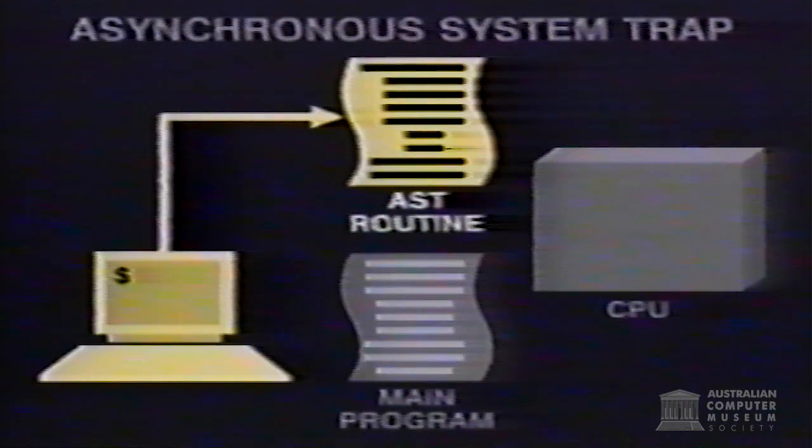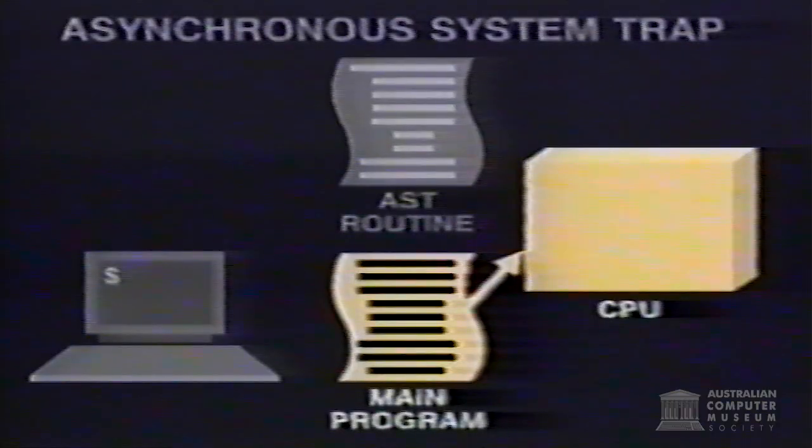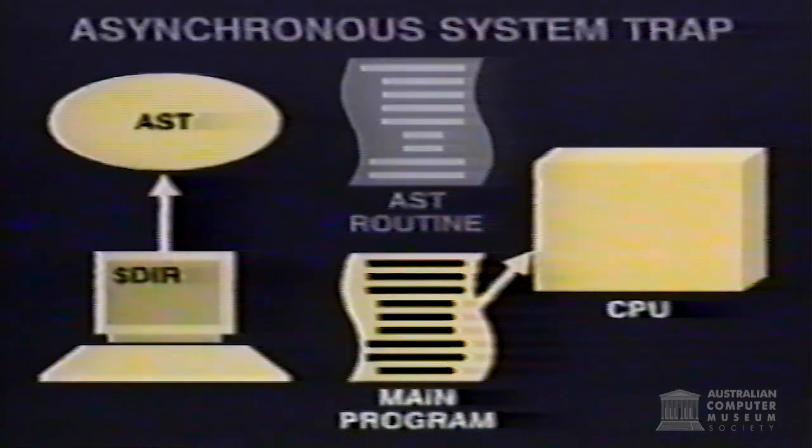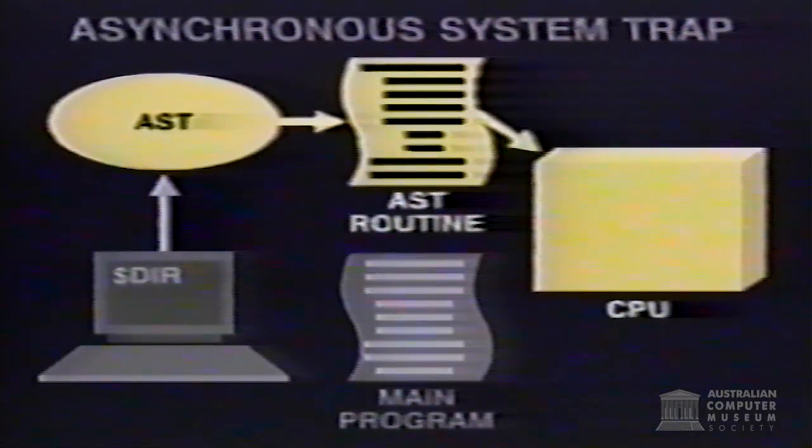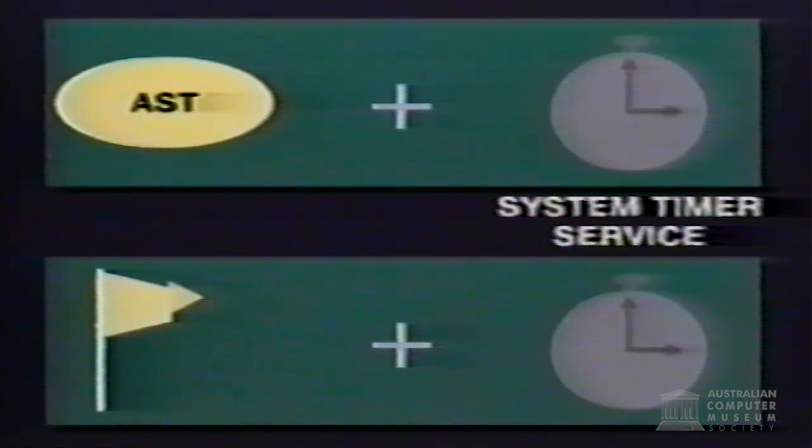Consider a situation in which a program specifies an AST routine for terminal input. Now suppose the main program is running. When terminal input occurs, the operating system declares an AST. Upon delivery of the AST, the operating system interrupts the main program and executes the AST routine. An AST is independent of the progress of the main program since the interrupt occurs asynchronously with respect to the program's execution. ASTs as well as event flags are often used in conjunction with a system timer service.